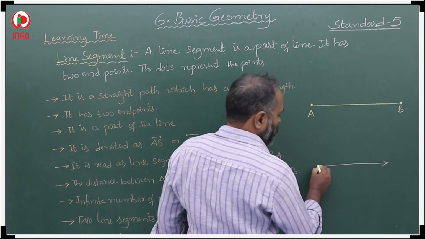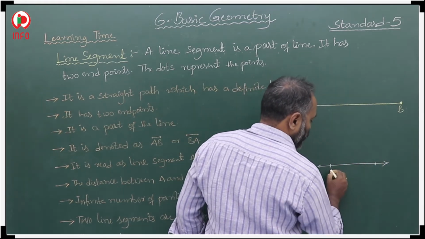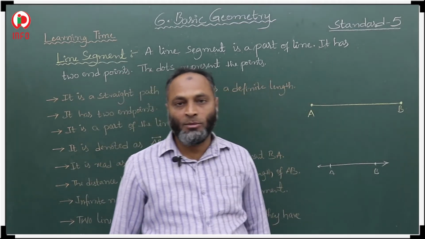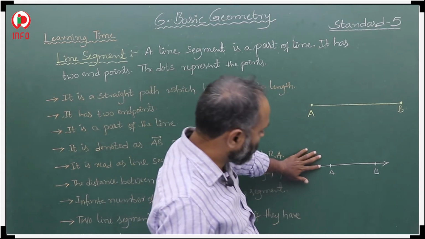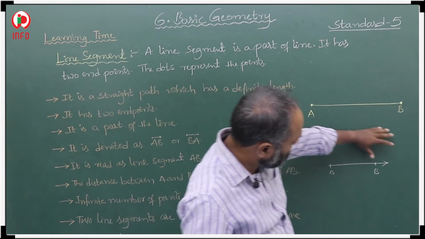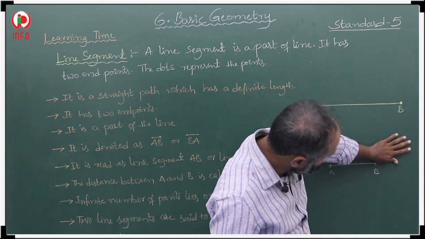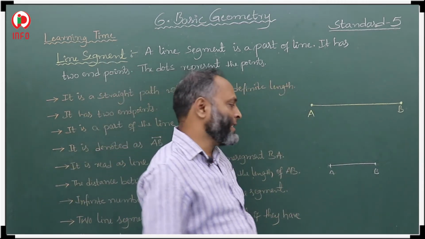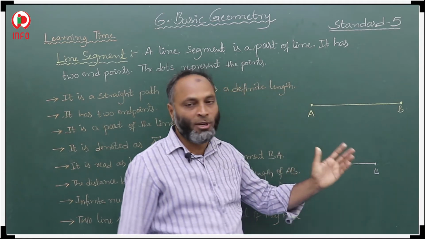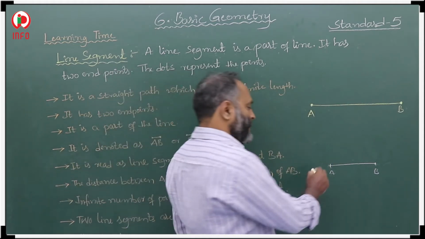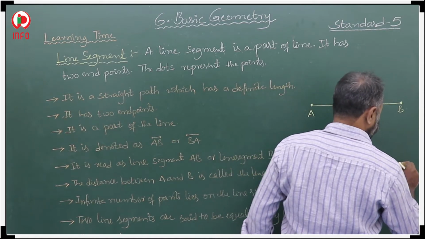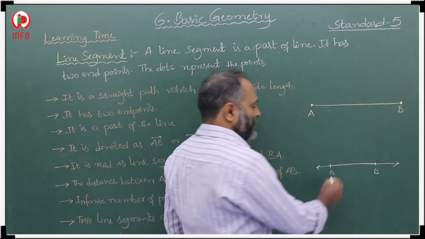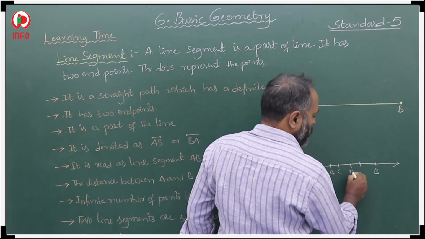So this is a line, AB is a line. A line extends in both directions. If I take this part like this and like this, it makes a line segment. It means a line segment is a part of a line. See here. Once you draw this line AB, how many points are there on this line? Infinite points are there. Take more points, C, D, E.